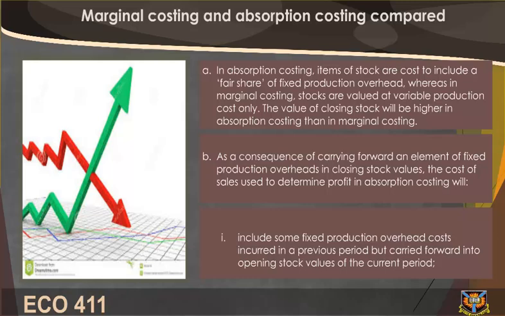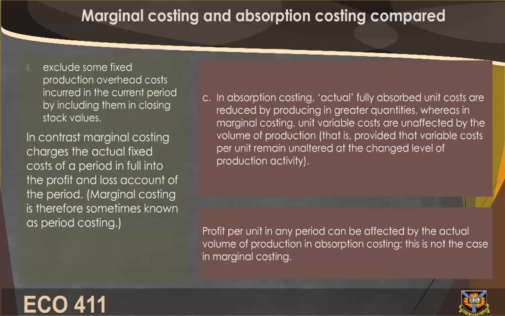B. As a consequence of carrying forward an element of fixed production overheads in closing stock values, the cost of sales used to determine profit in absorption costing will: 1. Include some fixed production overhead costs incurred in a previous period but carried forward into opening stock values of the current period. 2. Exclude some fixed production overhead costs incurred in the current period by including them in closing stock values.